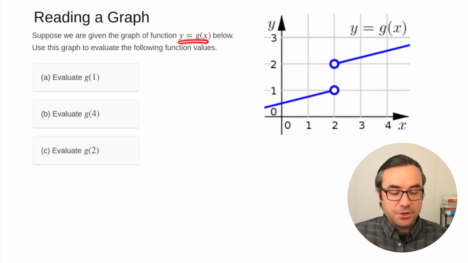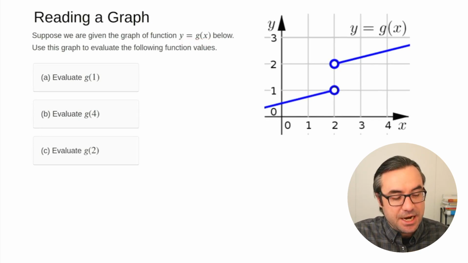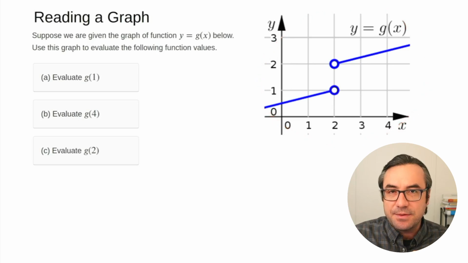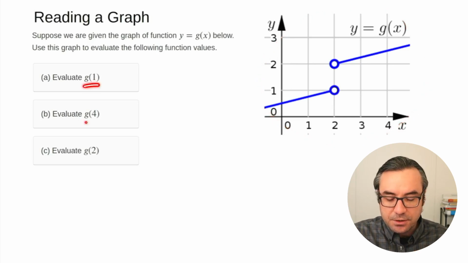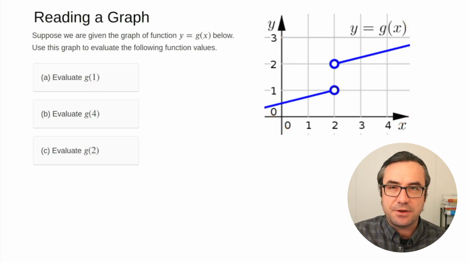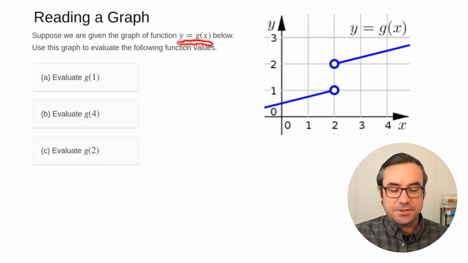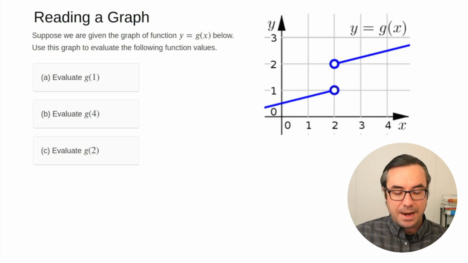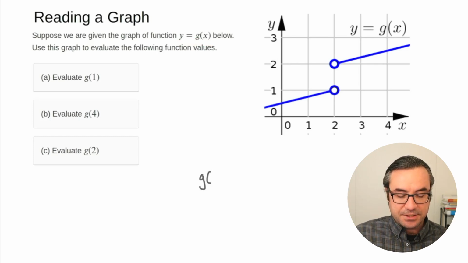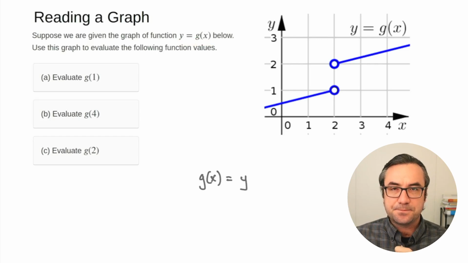So we have this function y equal to g of x. Here's the graph that's describing this function. And we're going to look at a few different function values. All right, so how do we actually do this? Well, let's look at this equation and let's just flip it around, because really this tells us everything we need to know. Let's write this as g of x equal to y.